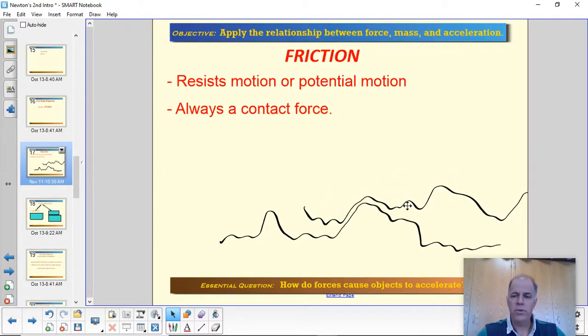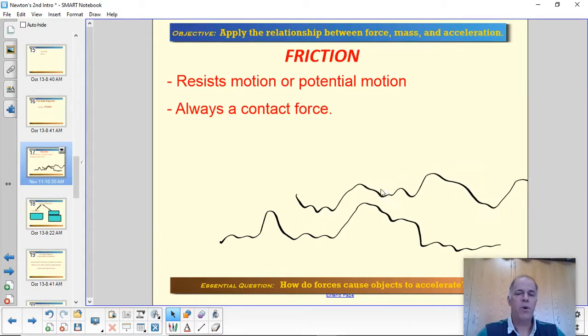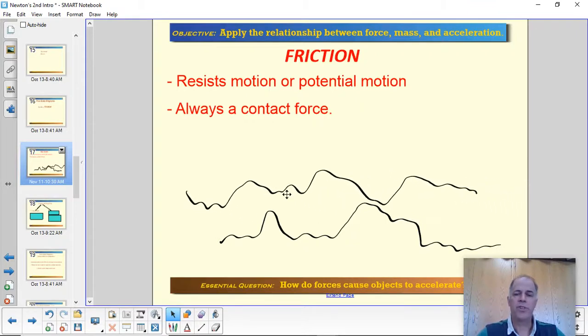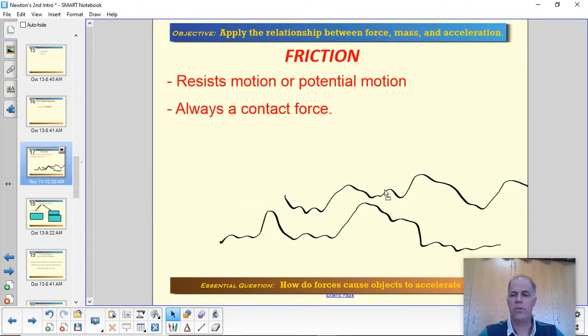And when two objects are just sitting by each other, well, they kind of lock together. So there's resistance to you being able to move them. And even if you are moving them, they kind of bump and scrape along with each other, and that causes resistance to the sliding or to the motion. So friction is caused by variations in surfaces, microscopic variations in surfaces.